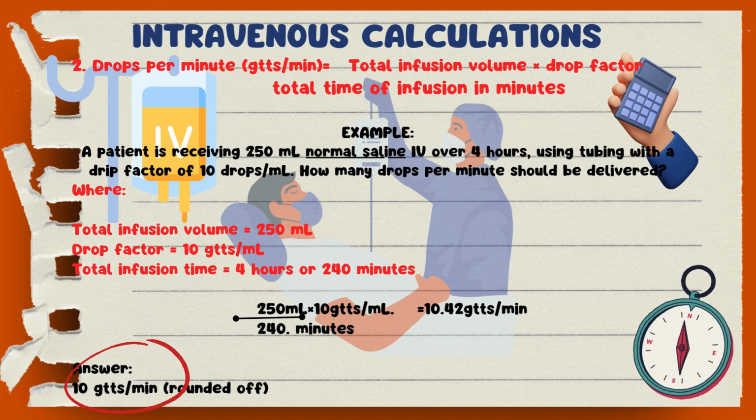Where the total infusion volume is 250 ml and the drop factor is 10 drops per ml and the total infusion time is 4 hours or 240 minutes. So the computation is 250 ml divided by 240 minutes and multiplied by 10 drops per ml. So the answer is 10.42 drops per minute or 10 drops per minute rounded off.